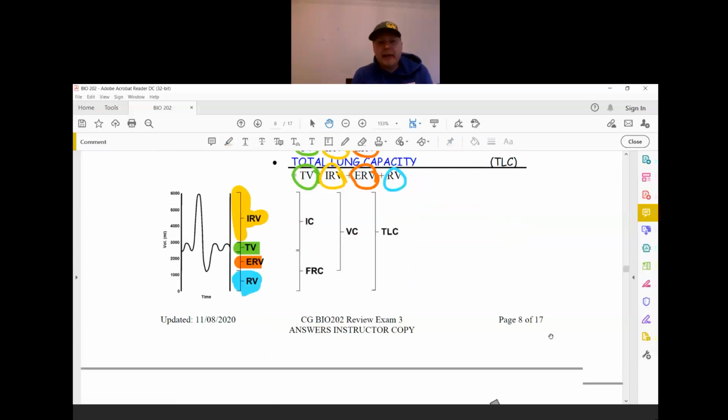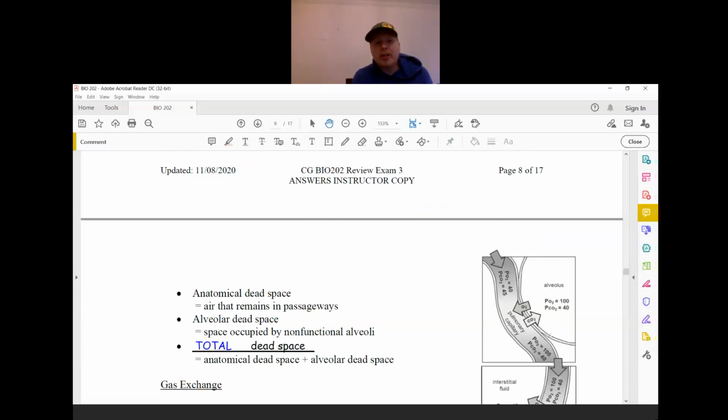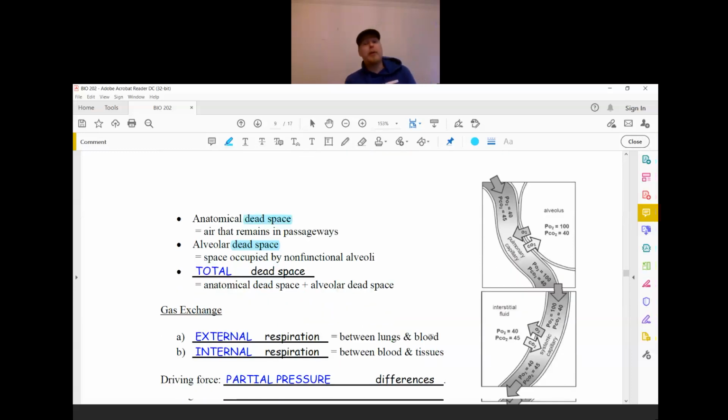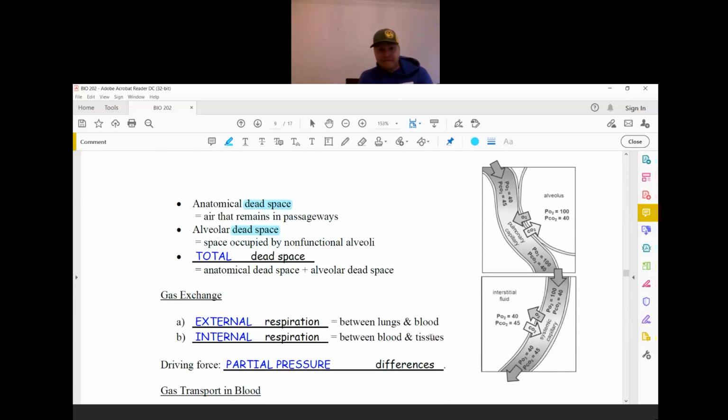So next thing that I want to talk about, I mentioned or touched upon this topic a little bit, but I didn't go into too much detail. We can have something called dead space. Dead space is the amount of the air that either remains in the passageways or is occupied by non-functional alveoli. Both of those together give us the total dead space. We can have anatomical and alveolar dead space depending on which one we're looking at.